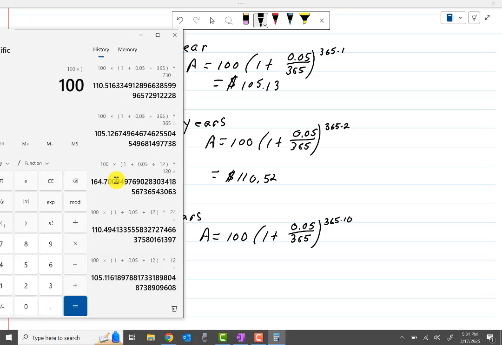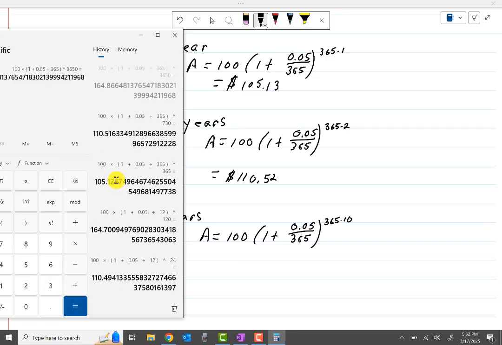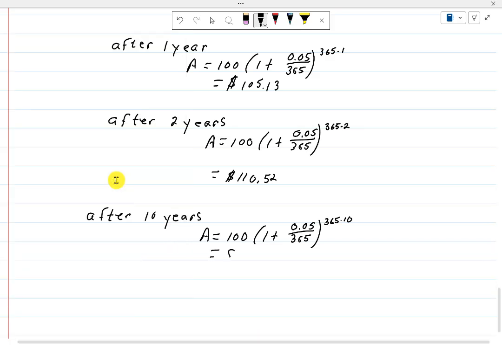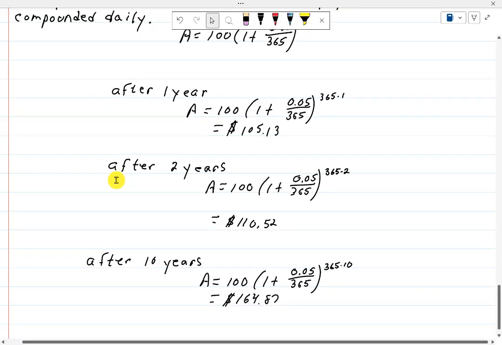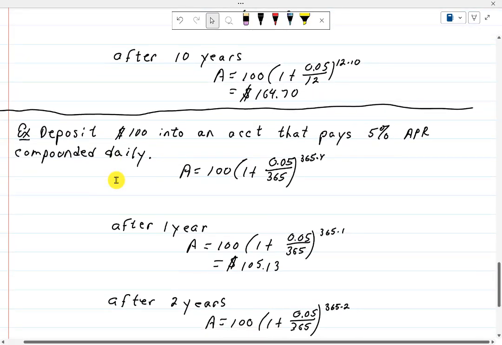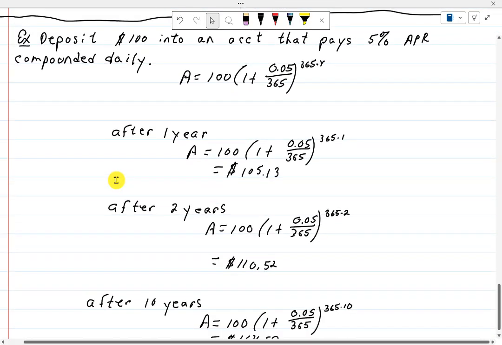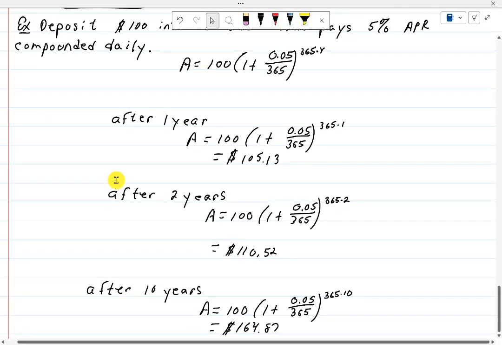$100, start a parenthesis, 1 plus 0.05 divided by 365, finish the parenthesis, and then we're going to raise that to the 3,650th power. 164.87 is what I ended up with. So if you go back to our previous one, we had 164.70. Here we got 17 cents more.